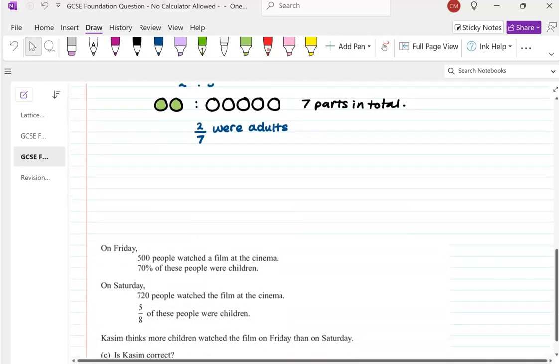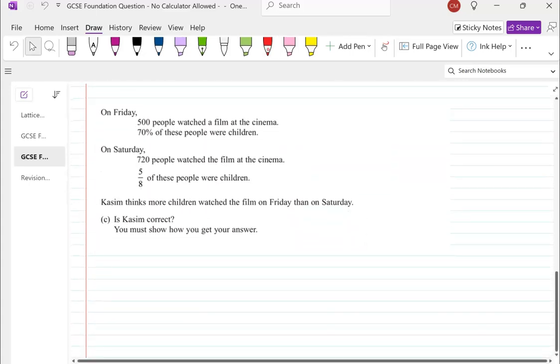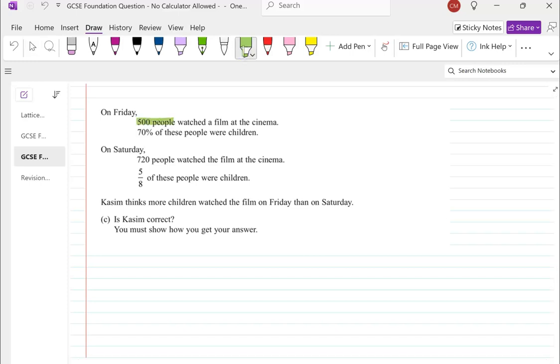Now I'm going to go to the next part of the question, which is a little bit longer. I need to read the instructions really carefully. So on Friday, 500 people watched this film at the cinema, and 70% of these people were children. And on Saturday, 720 people watched a film at the cinema, and 5/8 of these people were children. Kasim thinks more children watched the film on Friday than on Saturday.